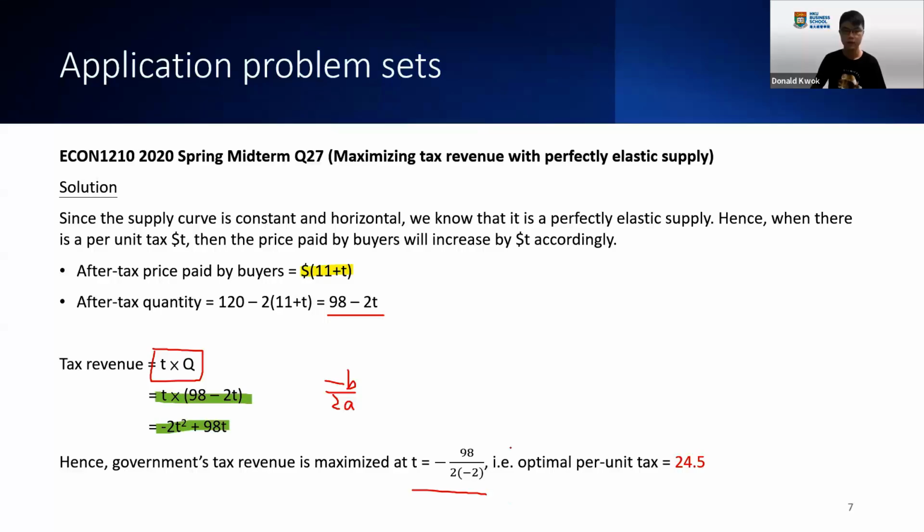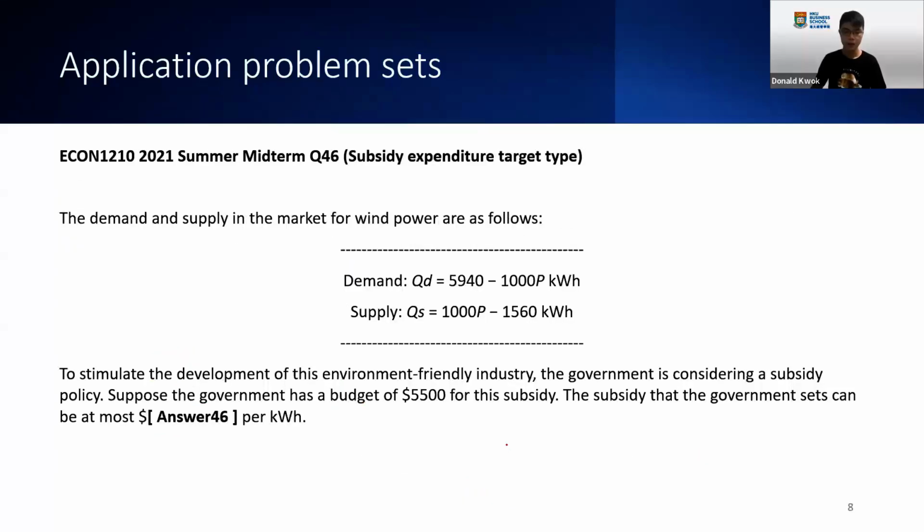All right, so what about the next problem? We are given a demand and supply function. If the government is considering a subsidy policy and has a budget of $5,500, what will be the amount of subsidy that the government can provide? So let's start with this problem.